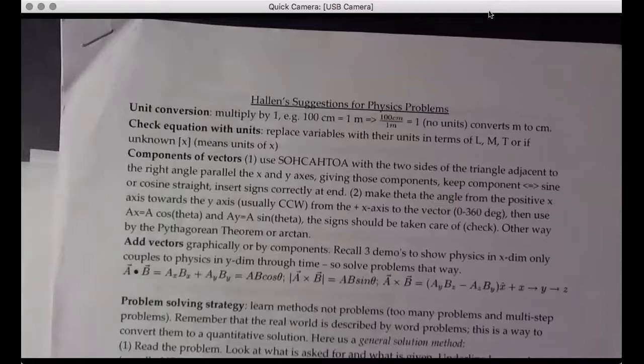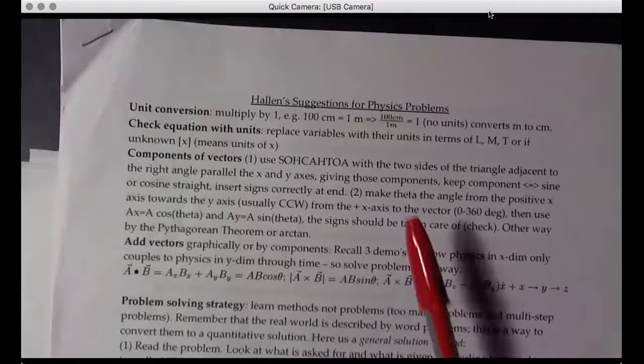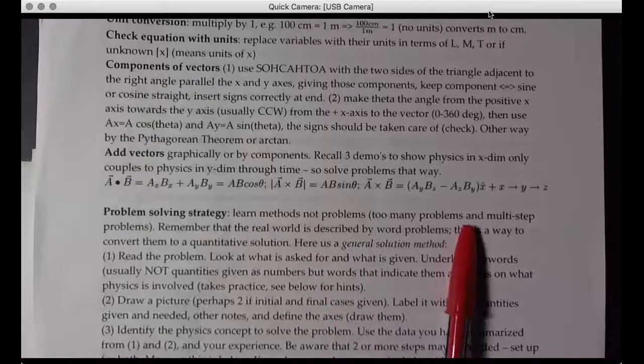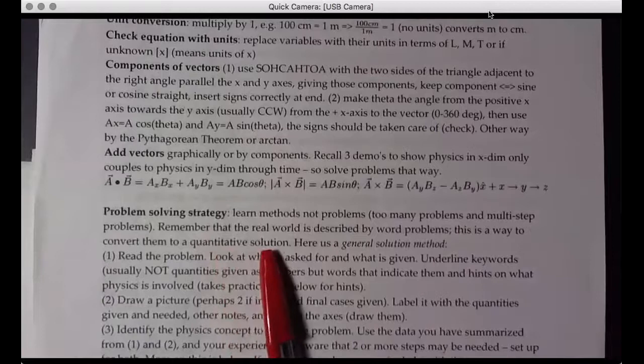It goes through basic math, which comes from the first unit we did. And then learn methods, not problems. There's only a handful of methods, right? So once you learn those, you learn how to recognize them. That's a pretty good way of recognizing it.